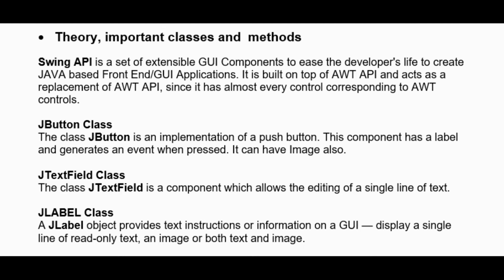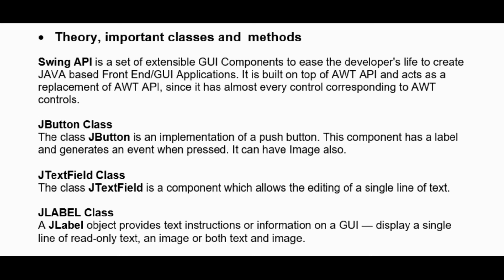Swing API is a set of extensible GUI components to ease the developer's life to create Java-based front-end GUI applications. It is built on top of the AWT API and acts as a replacement of the AWT API since it has almost every control corresponding to AWT controls.